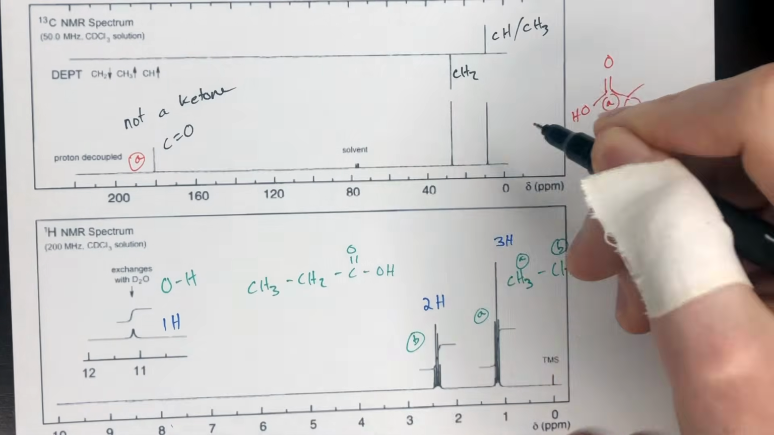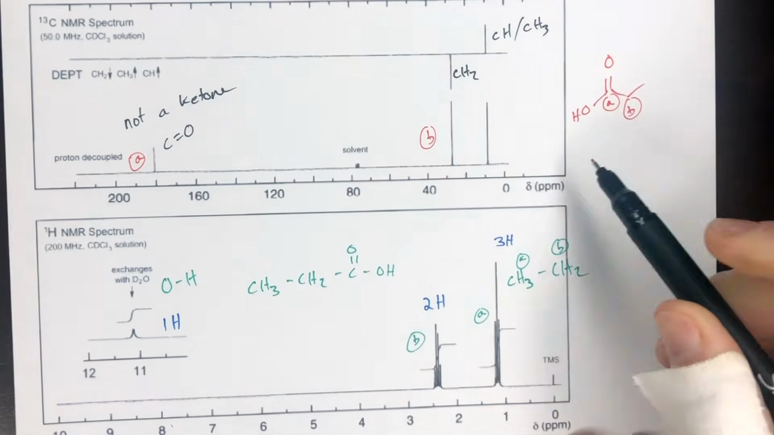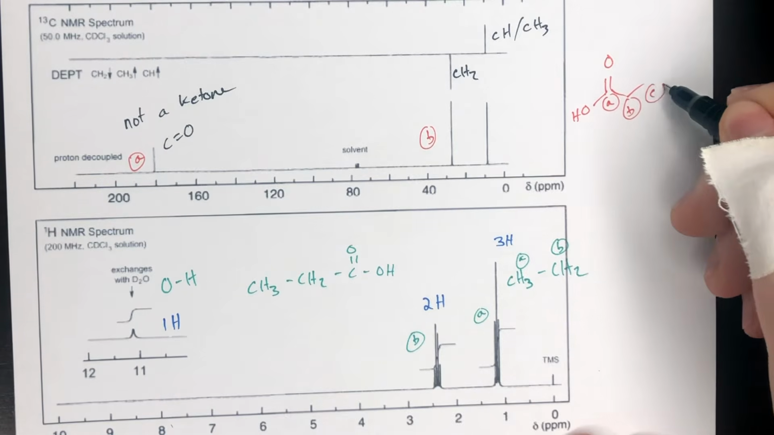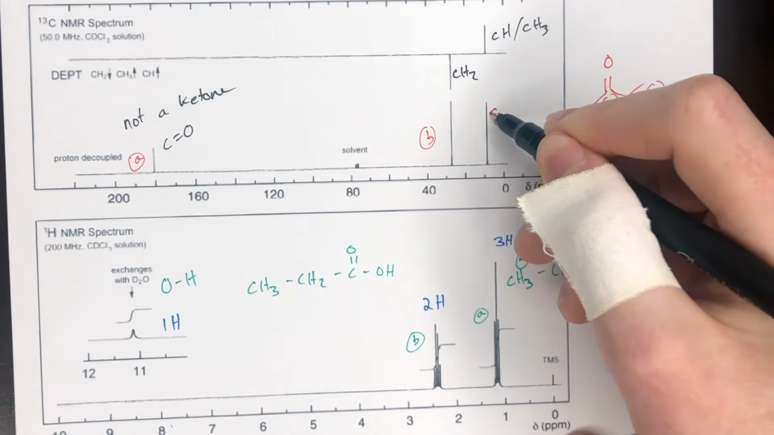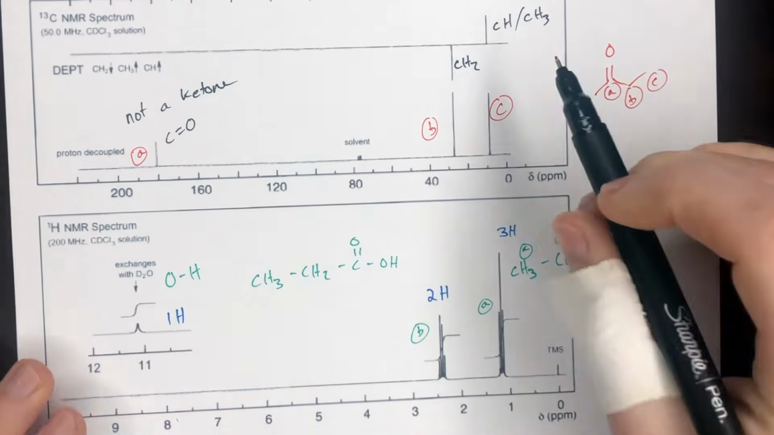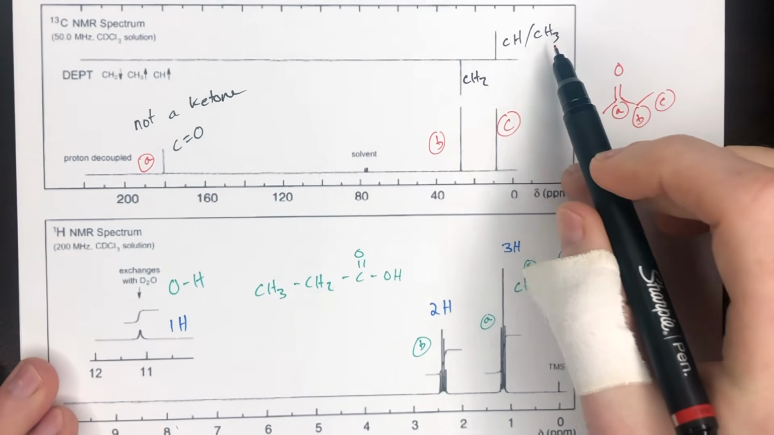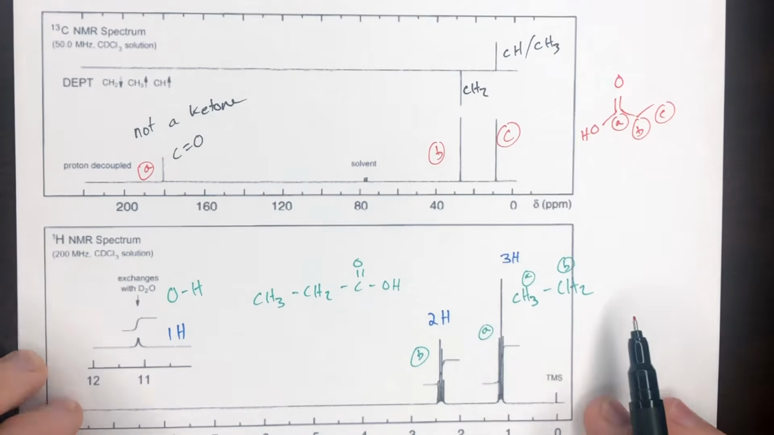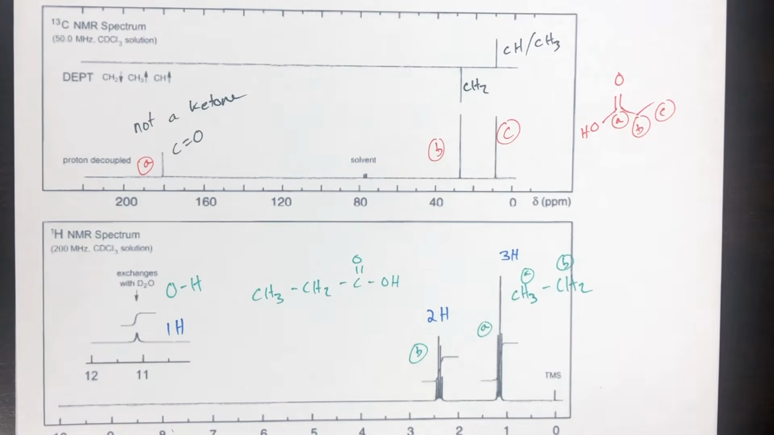B here is this CH2 group that again is more downfield because it's adjacent to the carbonyl. And then C is our ethyl group, or the CH3. So again, from the DEPT spectrum, this still makes sense because it could be a CH or a CH3. And CH3 is one of those options, and that's what we're suggesting that it is. So that's corroborated with what we see there.